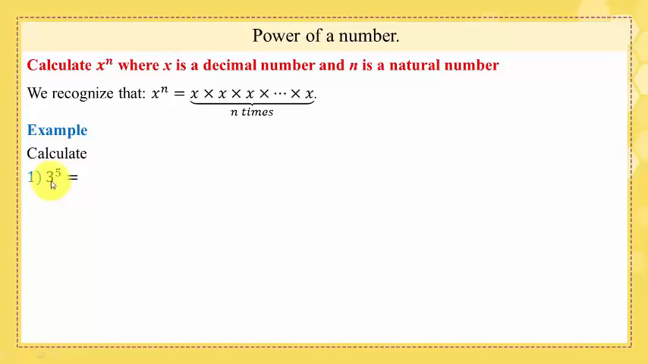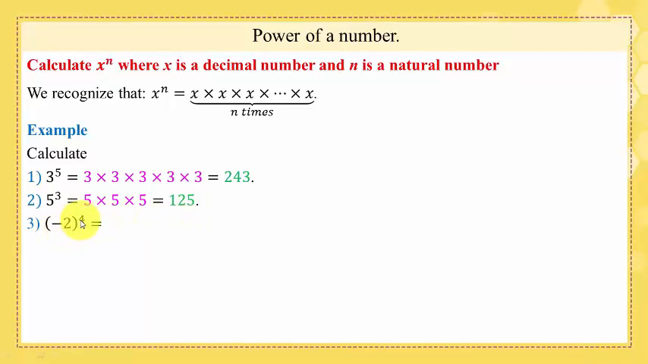Calculate 3^5. 3^5, as x^n, equals 3 multiplied by itself 5 times, equals 243 by the calculator. We use the calculator. 5^3 means 5 multiplied by itself 3 times, equals 125, also by the calculator. (-2)^4, minus 2 multiplied by itself 4 times, equals 16 by the calculator.